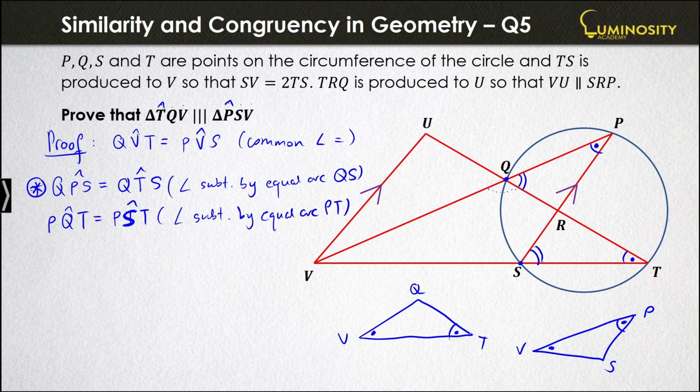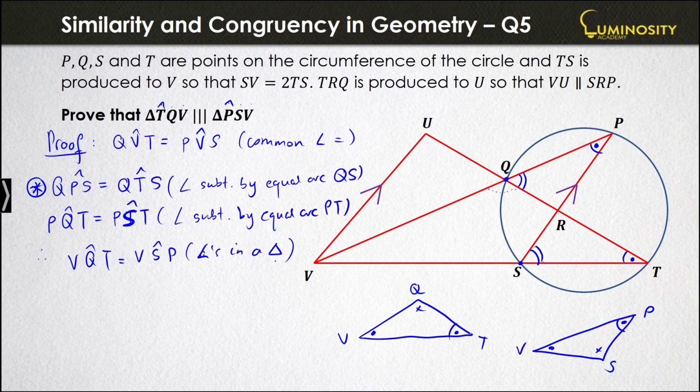So because I have two angles that are equal to each other, this third angle by default needs to be equal by sum of angles in triangle. So I can say, therefore, angle VQT must equal angle VSP by angles in a triangle. Okay, in this triangle, both angles have to be equal, because when you sum all the respective angles, it must give you 180 degrees for both triangles.